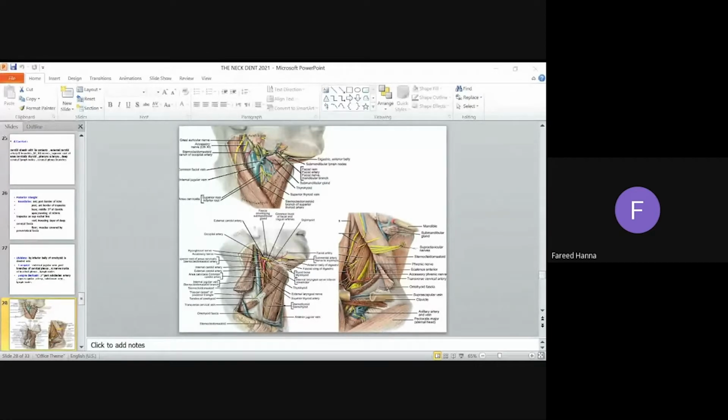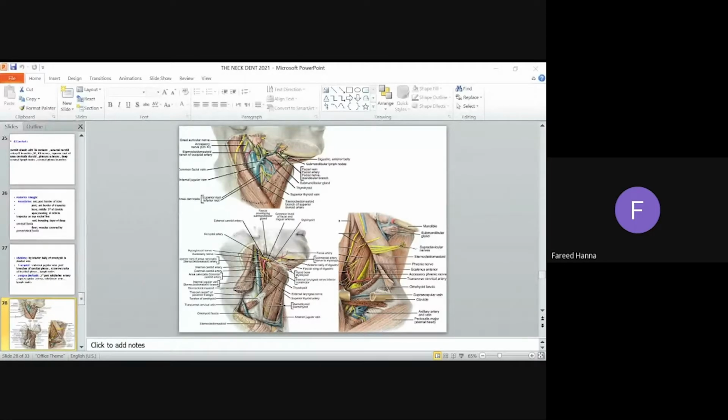I pass to the posterior triangle. The posterior triangle, as I said, is bounded by the posterior border of sternocleidomastoid muscle, the superior border of the middle third of the clavicle, and the anterior border of trapezius, with the apex directed upward, and the base is the middle third of the clavicle.